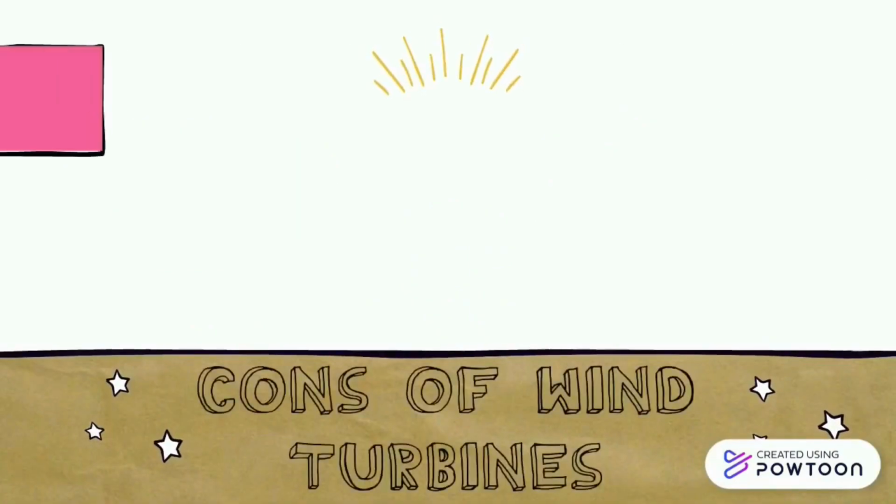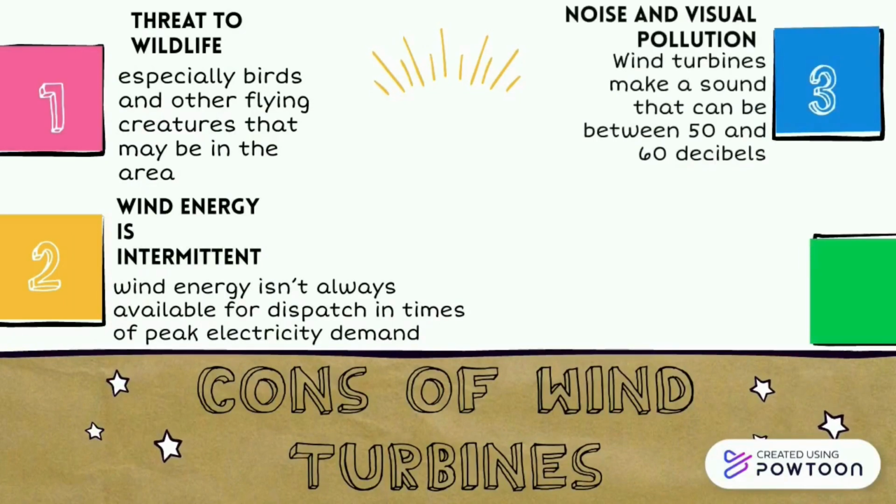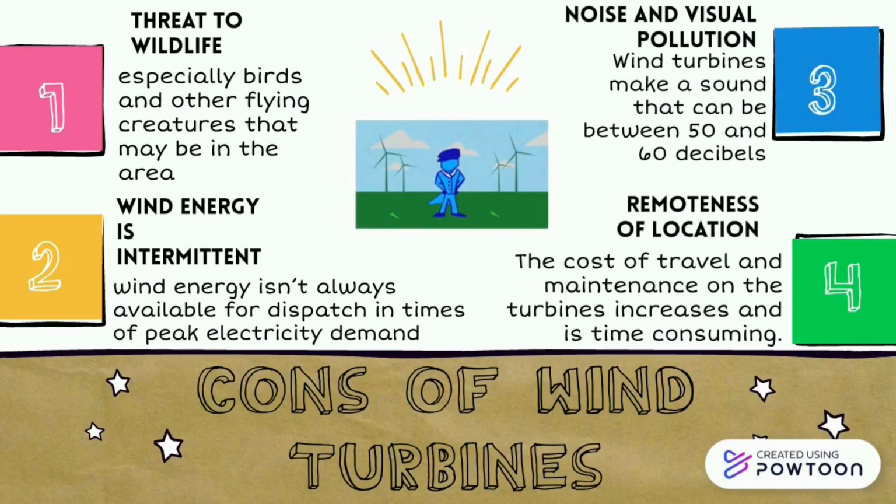Cons of wind turbines. Number 1. It is a threat to wildlife, especially birds and other flying creatures that may be in the area. Number 2. Wind energy is intermittent. Wind energy isn't always available for dispatch in times of peak electricity demand. Number 3. Noise and visual pollution. Wind turbines make a sound that can be between 50 and 60 decibels. Number 4. Remoteness of location. The cost of travel and maintenance on the turbines increases and is time-consuming.